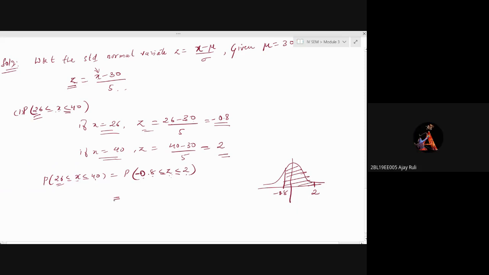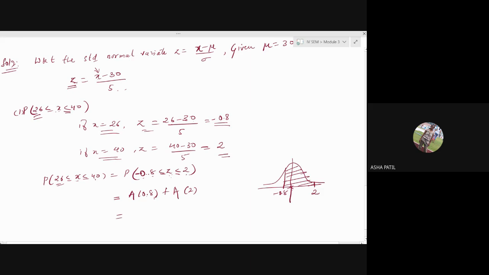Area of 2 plus area of 0.8. A of 0.8 is actually from minus 0.8 to 0, because the area is the same to the left and right. So instead of minus 0.8 to 0, we'll take 0 to 0.8, which can be written as just A of 0.8. Plus we have A of 2, from 0 to 2, which we want further.